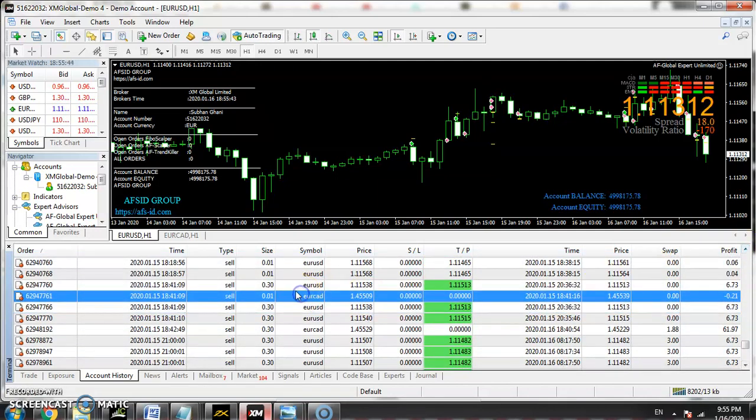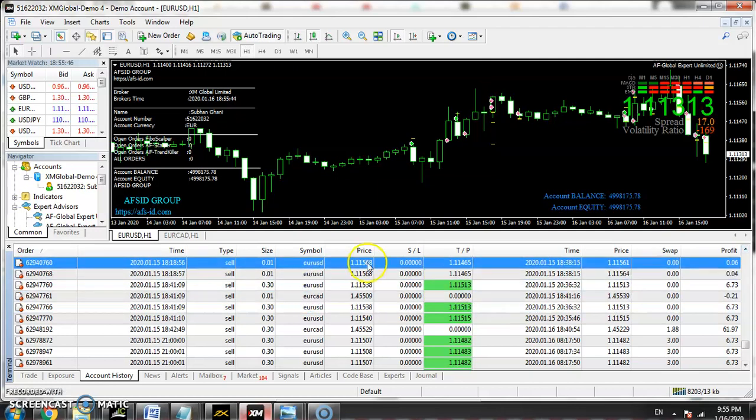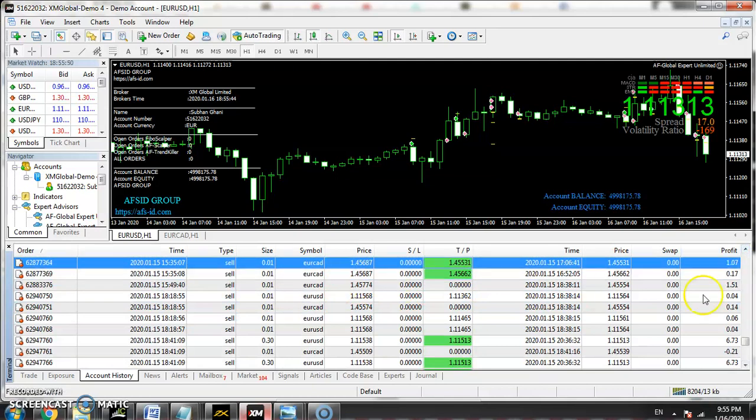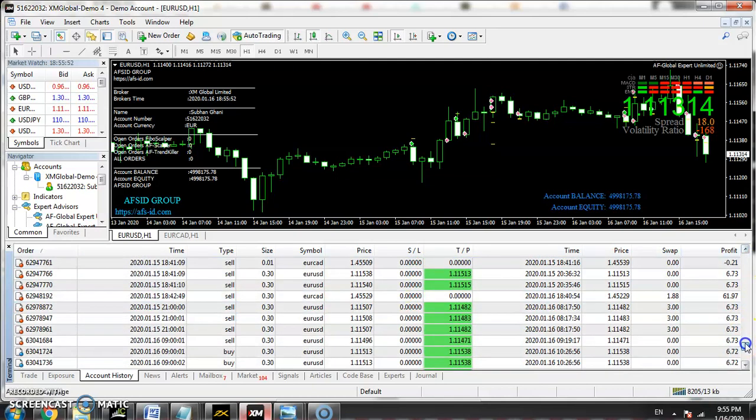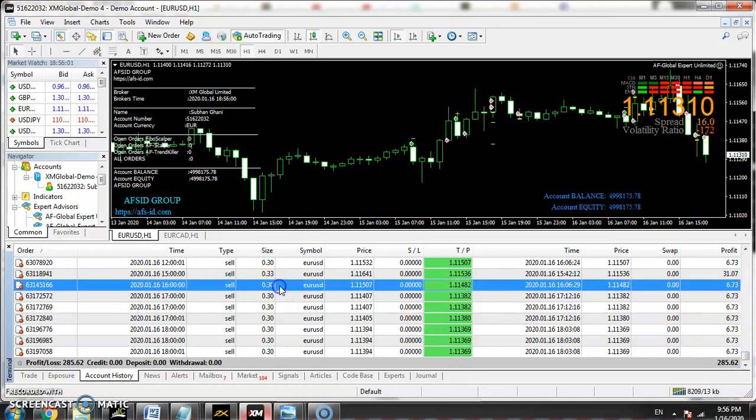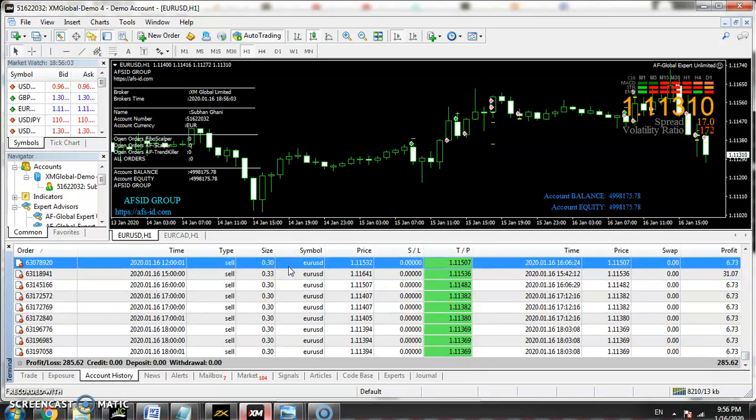So previously we were doing trading with 0.01 lot size. I reviewed the previous video with 0.01 lot size, but now I was testing, you know that I'm still testing this EA, so that's why I advise that you should also test it in different ways, like I am testing it. So I have increased the lot size to 0.30 and it's working pretty fine, and 285 is the result on the screen. You can see that this EA is working very perfectly.